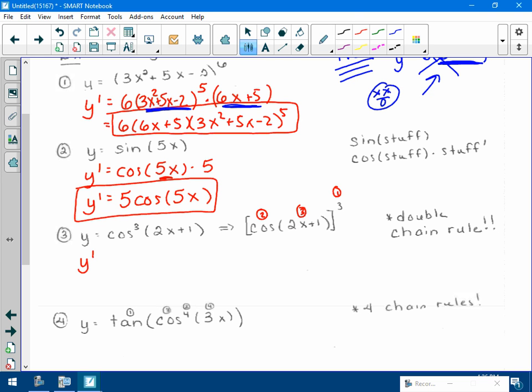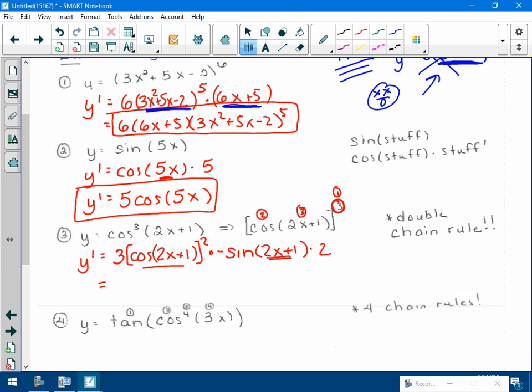So first, deal with the outermost function. So 3 cosine of 2x plus 1 to the second power times the derivative of the inside, but that's another chain rule. Cosine of stuff. Derivative of cosine of stuff is negative sine of stuff times the derivative of that stuff. 2.